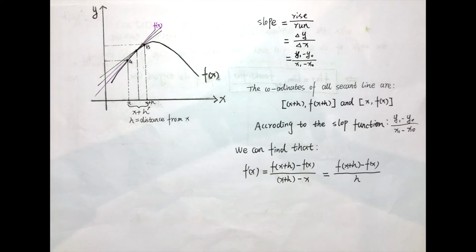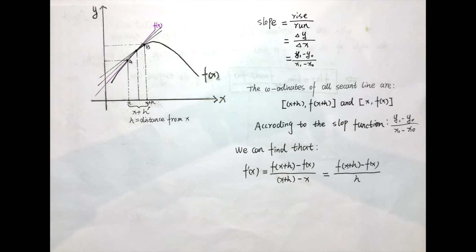And then the slope equals rise over run, which equals delta y over delta x. So, the slope equals y1 minus y0 over x1 minus x0. The coordinates of the two points are (x plus h, f(x plus h)) and (x, f(x)).